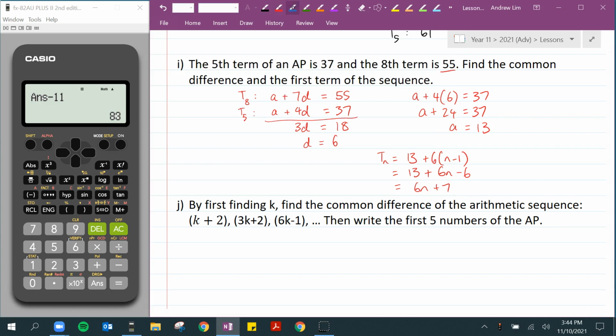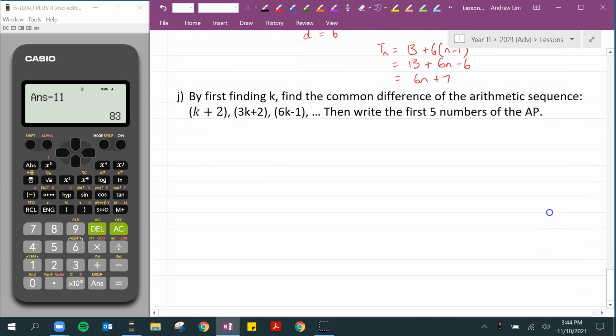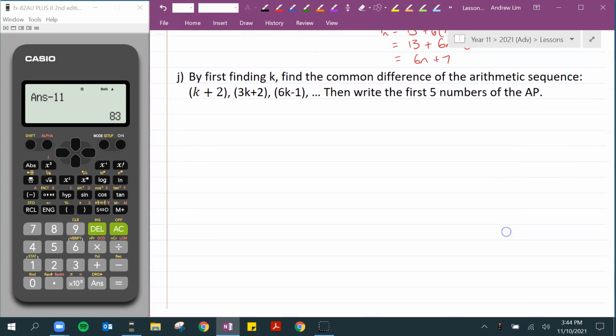Alright, last question. By first finding k, find the common difference of the AP k plus 2, 3k plus 2, 6k minus 1, then write the first 5 numbers of the AP. Okay, so we know that because it's an AP, they have a common difference. So if I were to do this minus this, it's going to give me the same answer as this minus this. So let's try that out.